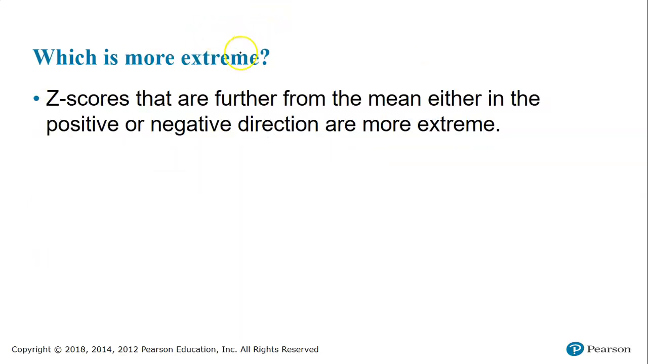Okay, as far as which is more extreme just means further from the mean. So if you have your mean here and you have a value here and you have a value here, then this one's going to be your more extreme value because it's further from the mean. Extreme doesn't necessarily mean in a particular direction, either high or low. It just means further from the mean.